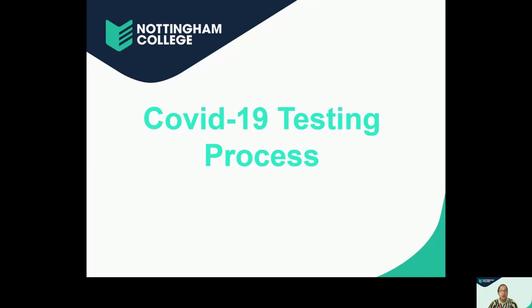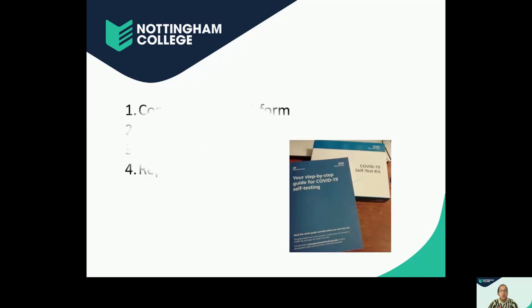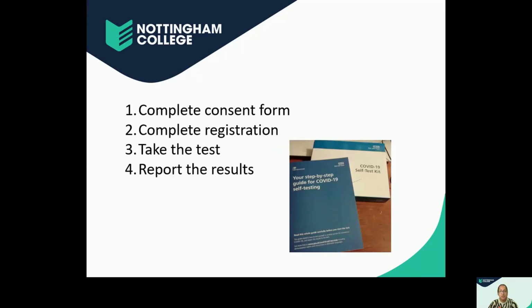Before you come to college, we want to tell you about the testing process. There are 4 steps. The first step is to complete a consent form. You must do this even if you don't want a test. So everybody must do this. If you do want a test, then you will complete registration, take the test and report the results. I will tell you how to do all of these things.